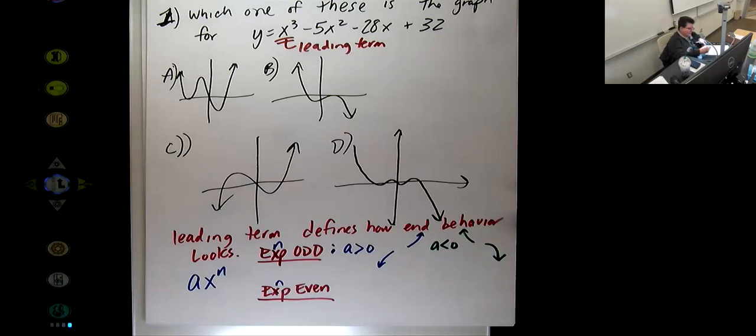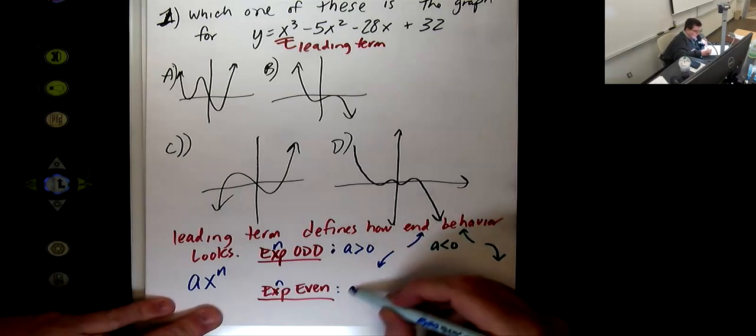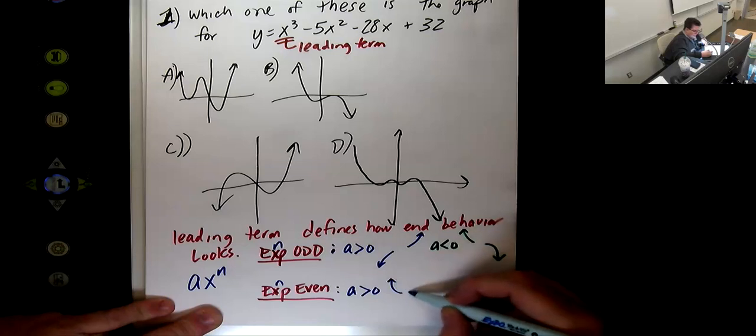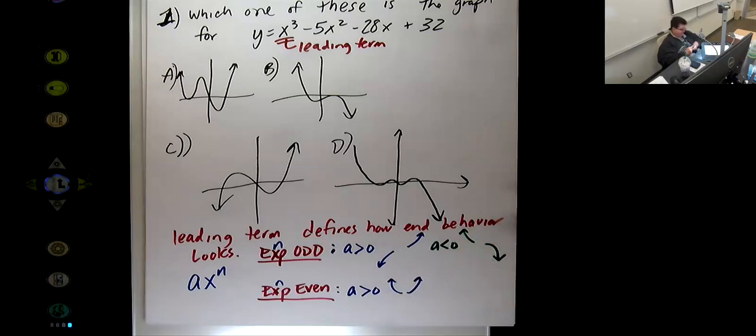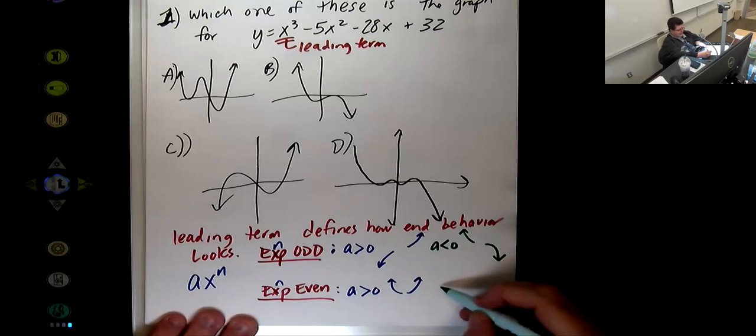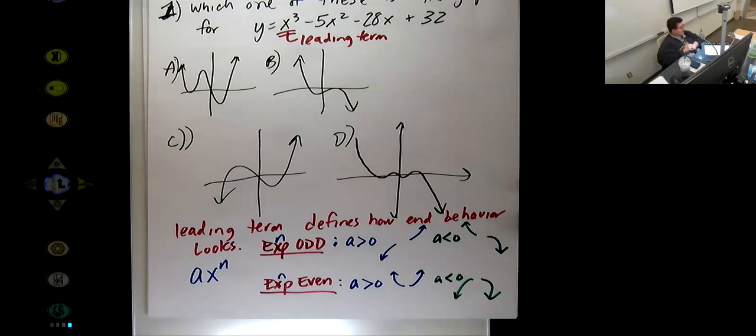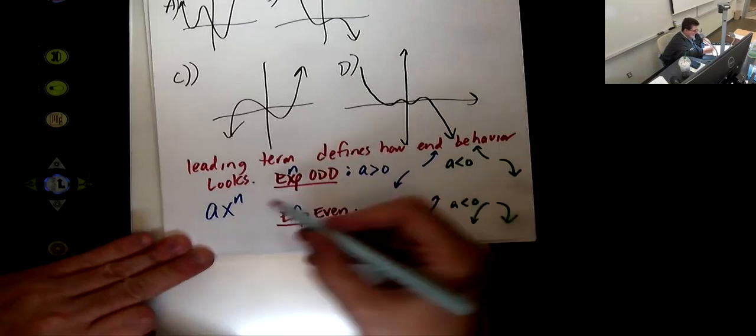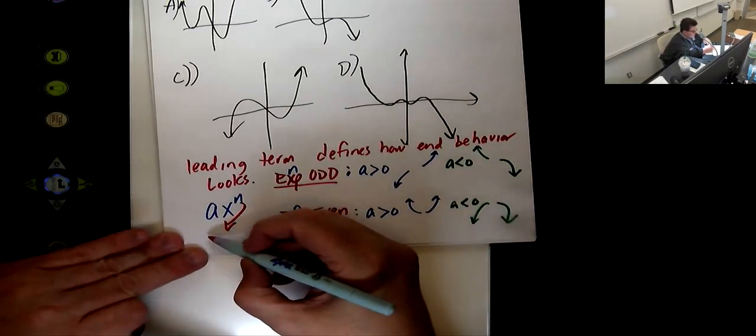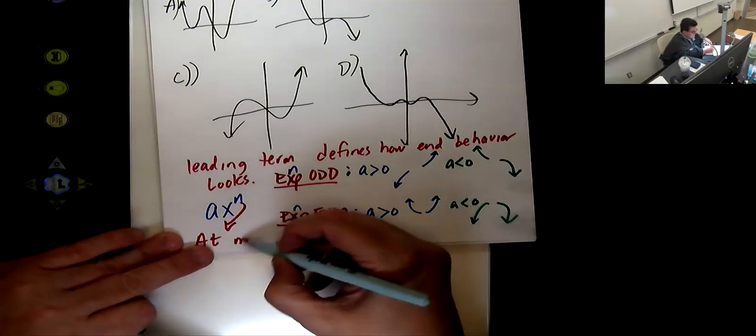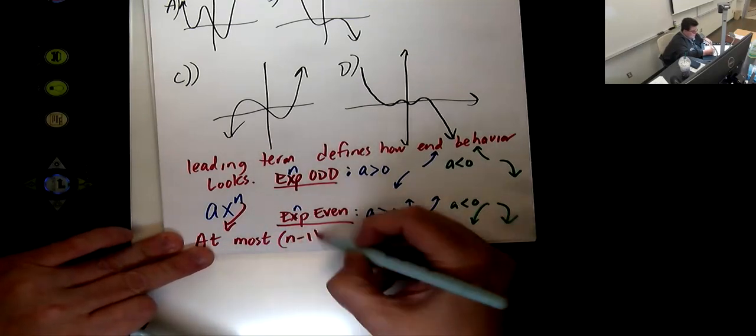For even exponents, we have the same information. A greater than 0 makes them both put their hands in the air. And if a is less than 0, they put their hands down. There's also one more piece of useful information. N here says that there can be at most n minus 1 turning points.